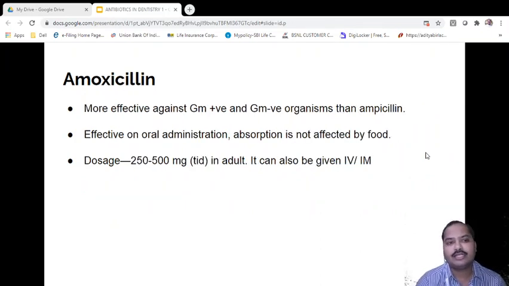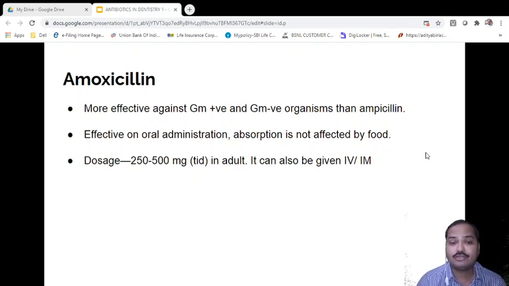Coming to amoxicillin, it is more effective against gram-positive and gram-negative organisms than ampicillin. It is a semi-synthetic penicillin, and it has substantial advantages over ampicillin. It is effective on oral administration, as ampicillin was incompletely absorbed. This is absorbed more than ampicillin, and blood levels are twice as high as with similar doses of ampicillin.